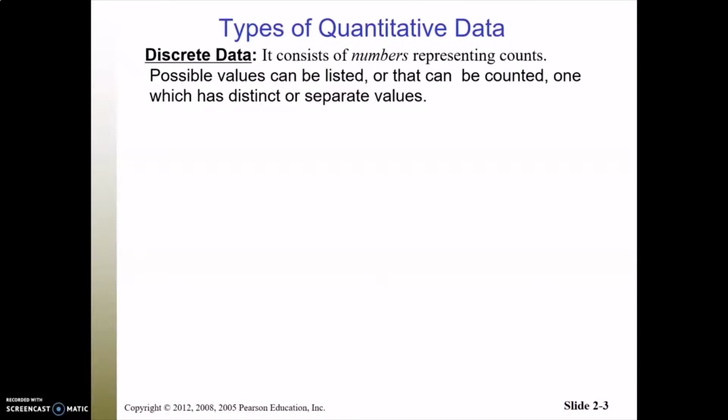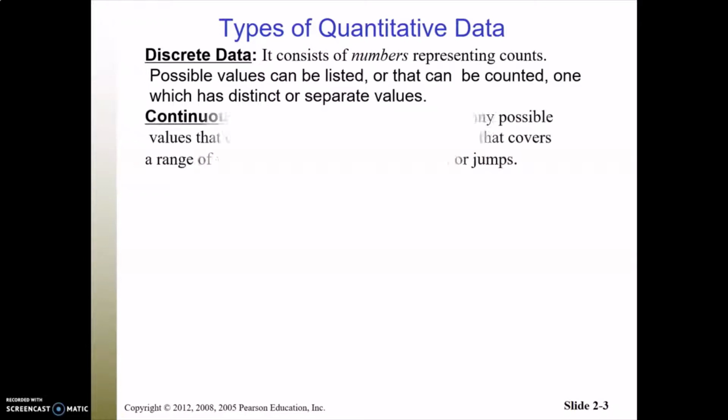They have distinct values. Either you have 2 rooms in a house or you have 3 rooms in your house. You don't have 2.5 rooms in your house. There is nothing between 2 and 3. So it consists of whole values. Such data is called discrete data.